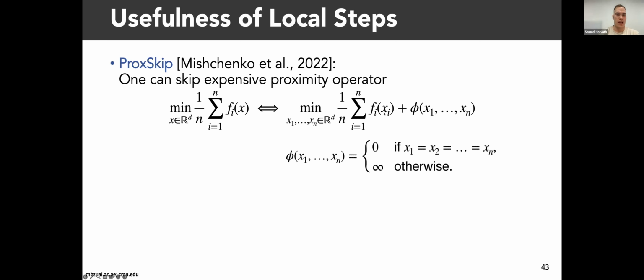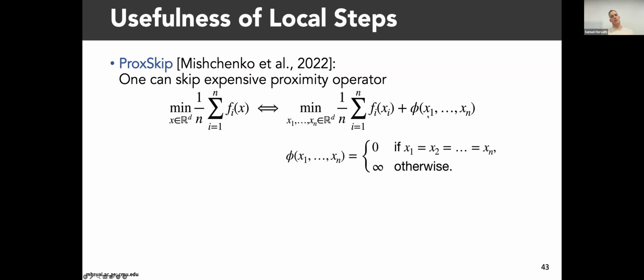So what you can see here is that you allow each client to have their own solution, but then you also enforce the penalty, where the penalty is such that it's 0 if all the solutions are the same, infinity otherwise. And what's nice here is that now you can define this part to be a function that you can evaluate the gradient of, and this one is the function for which you can actually compute the proximity operator.